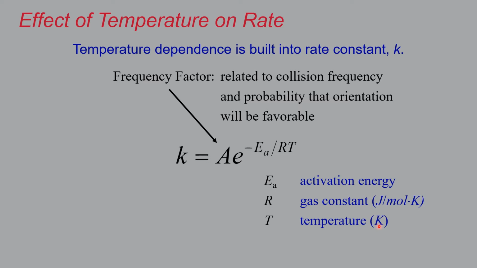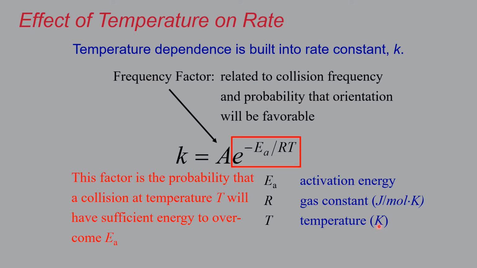So let's look at this. Now this term right here, e to the minus EA over RT, is a ratio of two energies. Remember, the activation energy is an energy, and let's look at the denominator here. It's the product of R and T. Joules per mole per Kelvin times Kelvin. So that gives us joules per mole. So it's an energy.